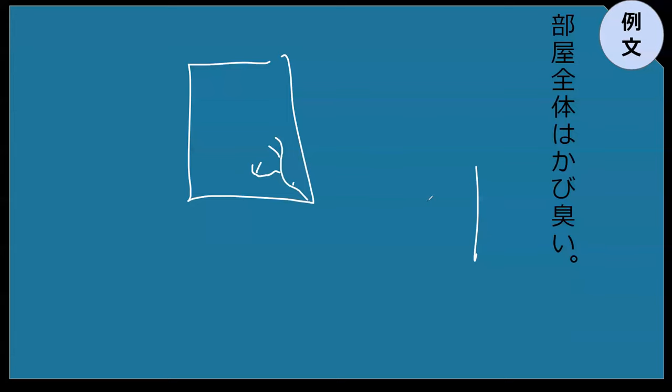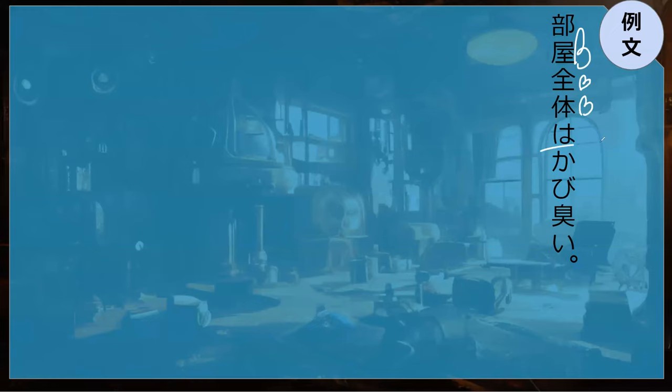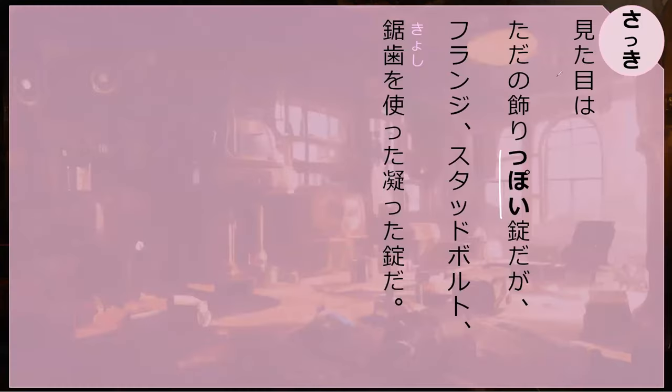Can you read this example sentence for me? Heya zentai wa kabi kusai. The entire room is moldy, smells of mold. Right. Do you know what poi means, like in kazari poi?